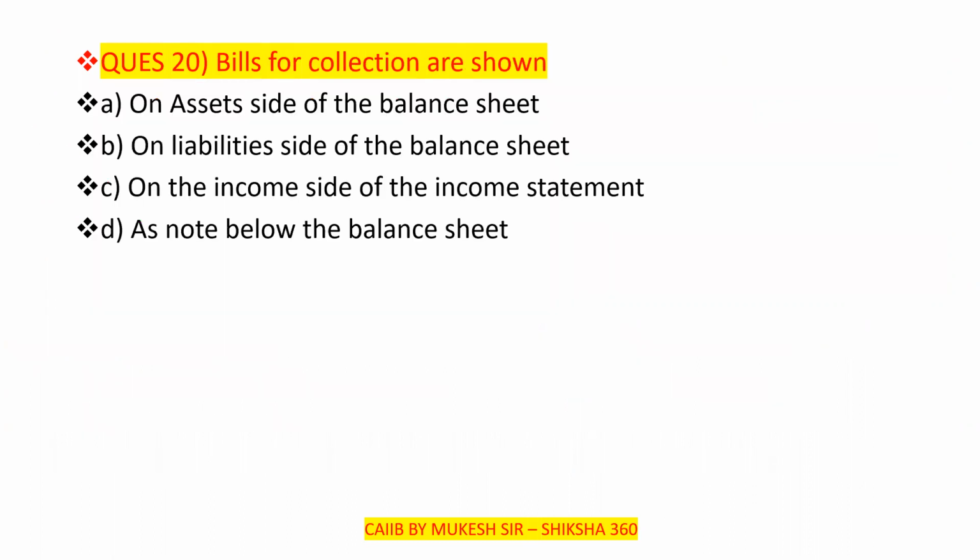Now move to the last question of our today's discussion, clear. Bills for collection are shown as, clear. I think I have already discussed this question and it is also in the GIB. This question has been asked many times. So bills for collection are shown on the balance sheet, clear. Where will it be shown?